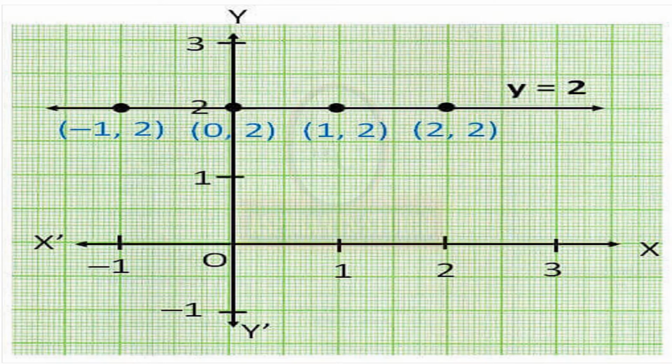Now, coming to the graph of linear equations. You are asked to draw the graph of y is equal to 2. So on the graph paper, draw the x-axis and the y-axis. Since it is given that y is equal to 2, draw a line on the top of the x-axis at a distance of 2 units from it and parallel to it.